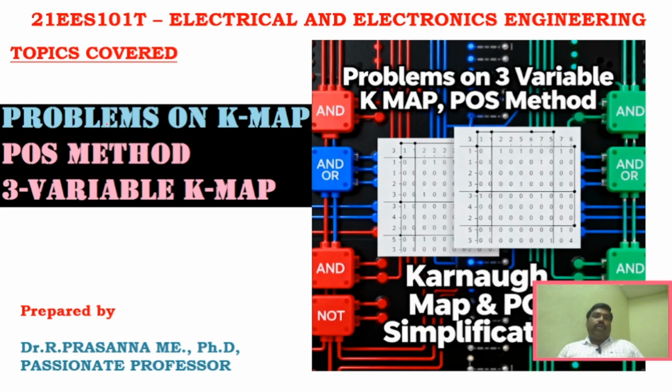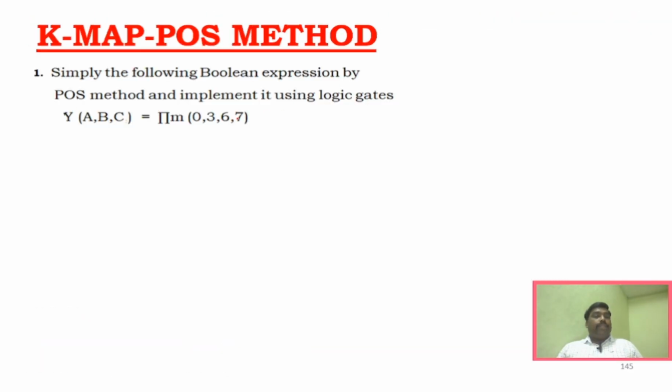Before going to this video, I would recommend you to go back to previous videos where I have explained the basic structure of K-map, and the rules and regulations that you have to follow for POS and SOP methods, so that you can very clearly understand this particular video, right? And we will start this video with this problem, where the question is to simplify the Boolean expression using POS method, and we have to implement that using logic gates, right?